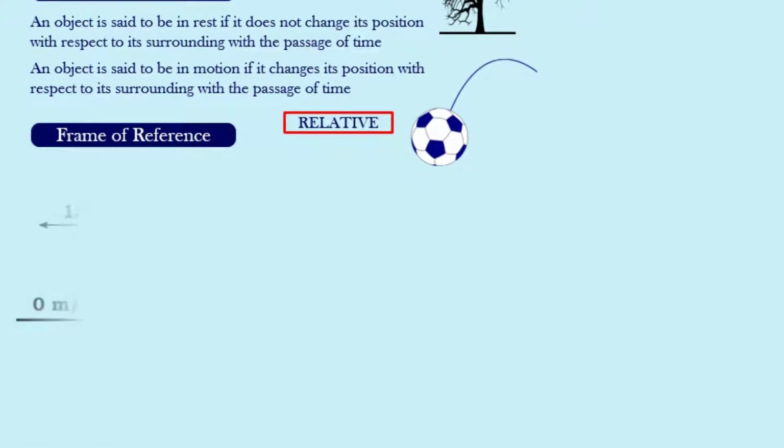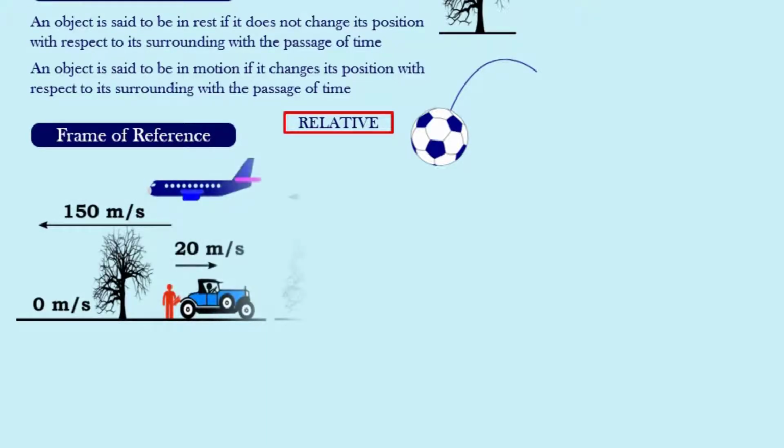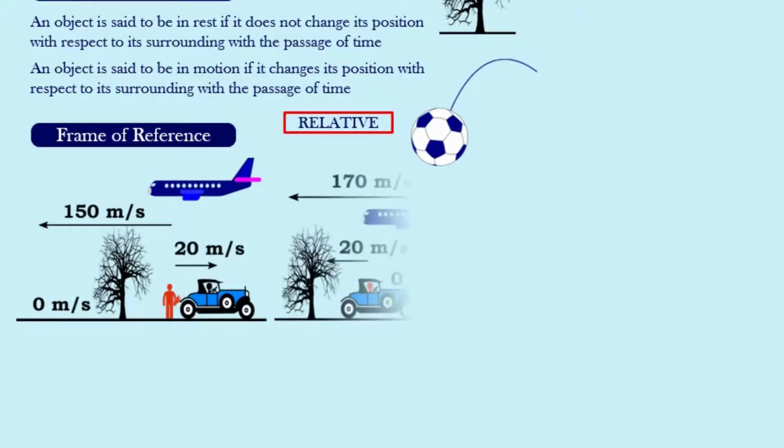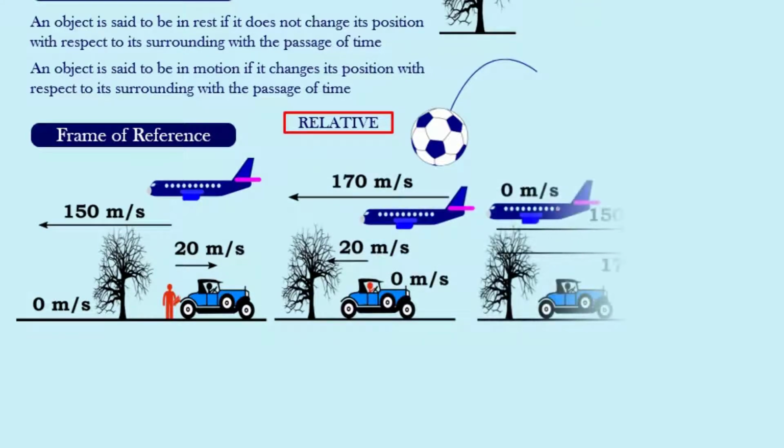Let us consider a situation where three persons are taking some measurements from three different places simultaneously. The first person is standing beside a tree, the second person is taking observations from a car, and the third person from a flying plane. The first person standing beside the tree estimated the velocity of the car around 20 meter per second and of the plane around 150 meter per second. Obviously, for him, the tree remains stationary, hence the tree has zero velocity.